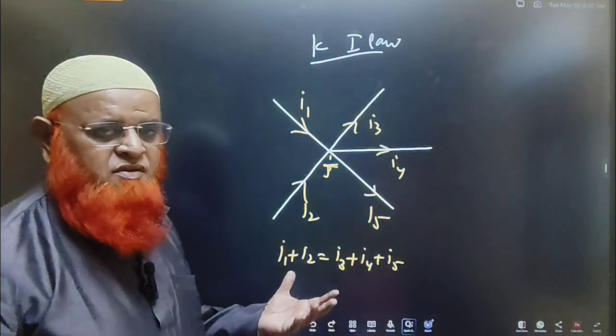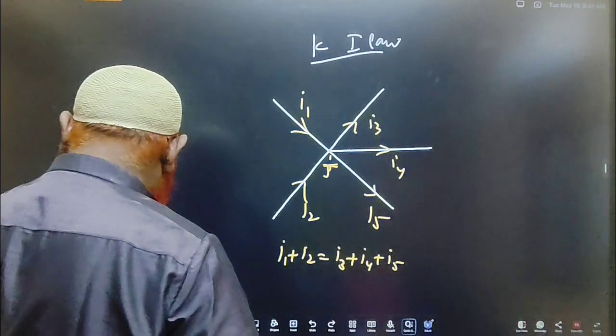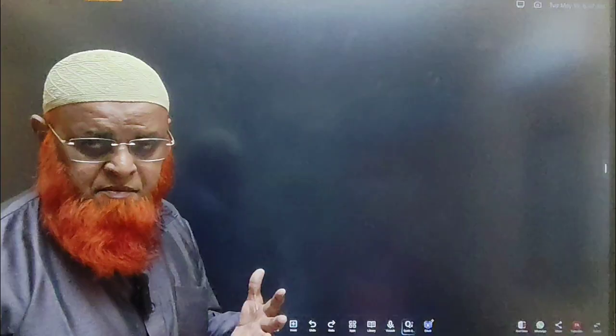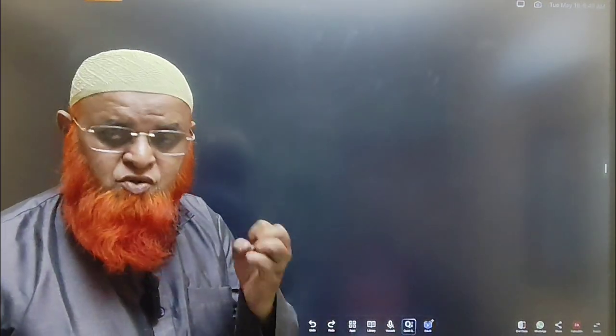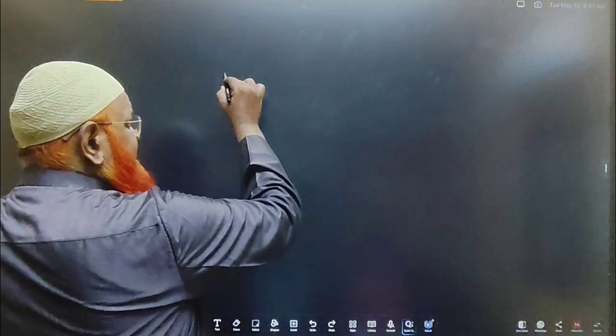So this is called Kirchhoff's first law. Is it understood to you? Then what is the meaning of Kirchhoff's second law? To understand Kirchhoff's second law, you should know one concept. You should know some basic concept. What is that? Let us see here now.